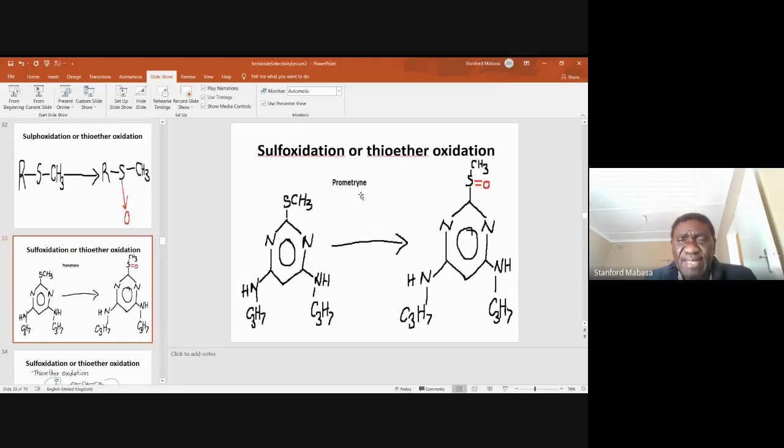We have got prometryn with this structure. Now, if sulfoxidation takes place, we are simply going to add oxygen at the sulfur. And this detoxifies prometryn. Of course, you can see that we also have these structures which can undergo N-dealkylation. So the same molecule can undergo sulfoxidation or thioether oxidation followed by N-dealkylation.